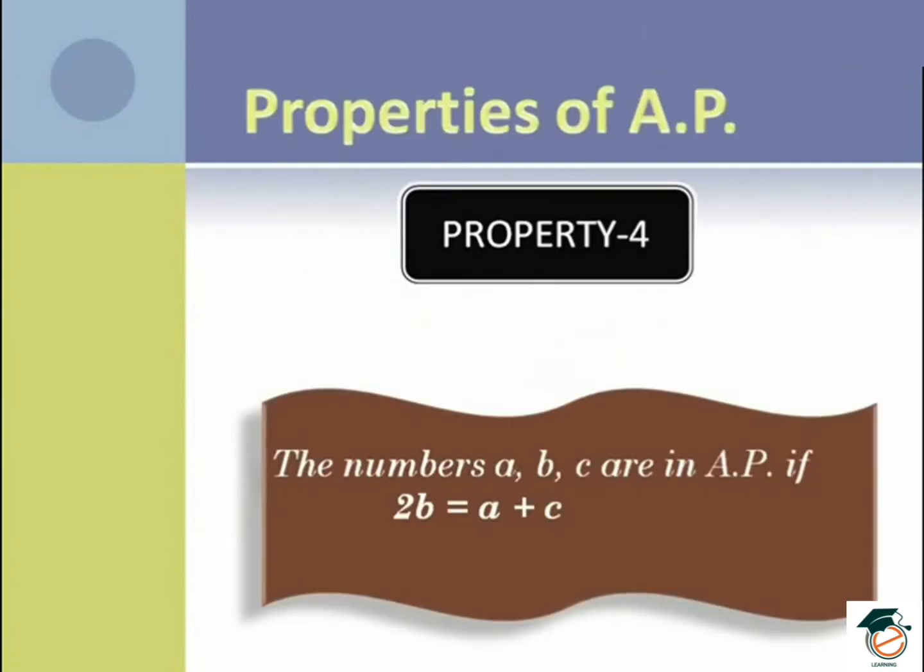Let's look at property number 4, and this property says that the numbers a, b, c are in AP if 2b is equal to a plus c. So this property says that if we have got three numbers a, b, c, and if these three numbers are in AP, then the relation between a, b and c would be 2b equal to a plus c.